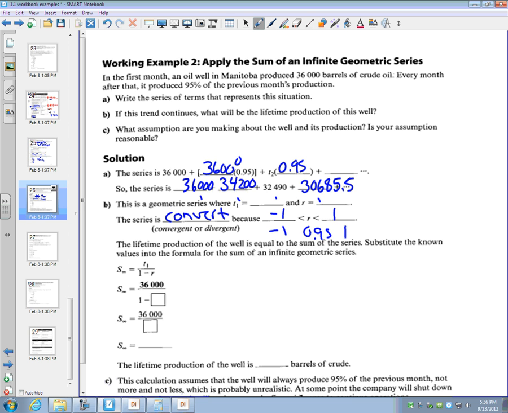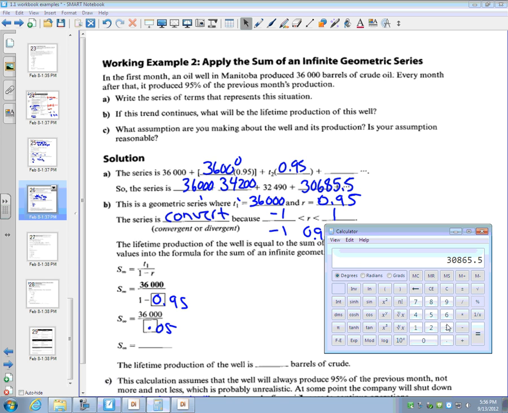So term 1 is 36,000, and the rate is 0.95. The lifetime production of the well is equal to the sum of the series. Substitute the known information in. So they already started, they put 36,000 here. Then we go 1 minus 0.95. So that's just going to give me 0.05. And now it's just simple work. 36,000 divided by 0.05, that'll give me my lifetime.